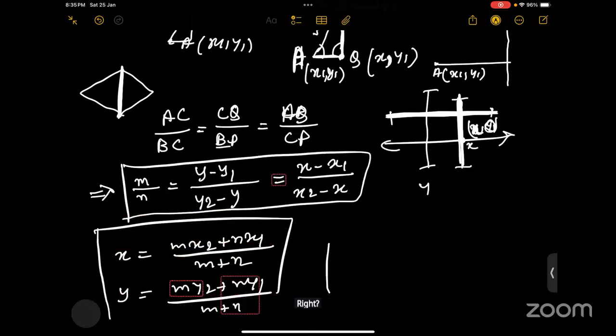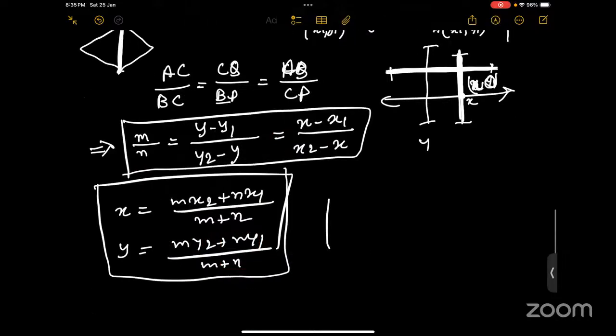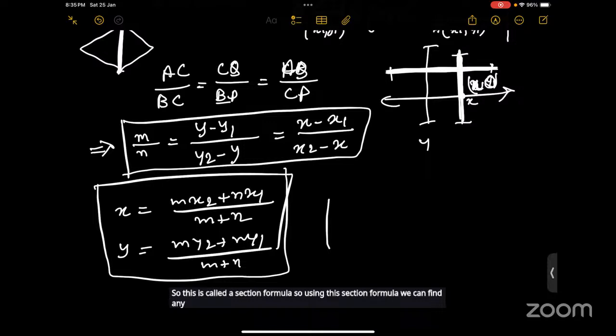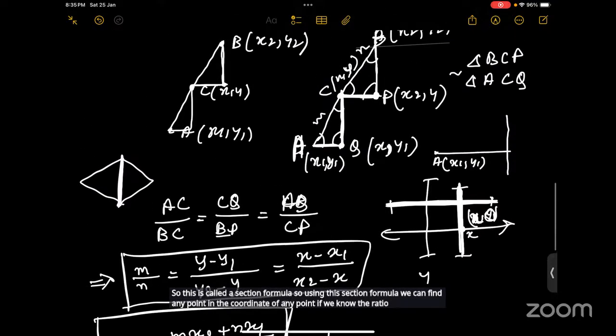Any doubt do you have? So this is called the section formula. Using this section formula, we can find the coordinates of any point if we know the ratio. Ma'am, can you just scroll down? I'm writing something. Sure.